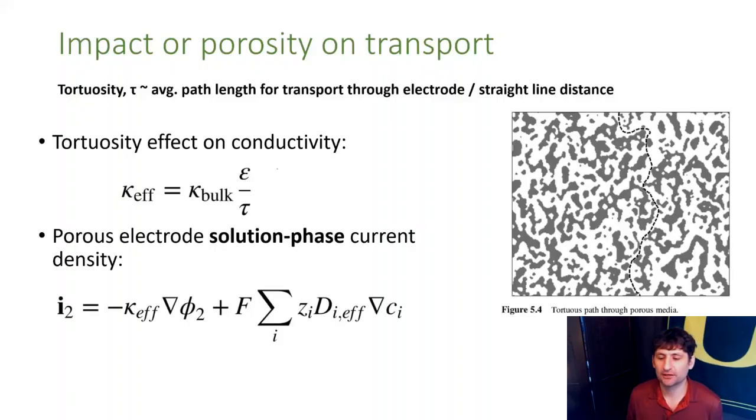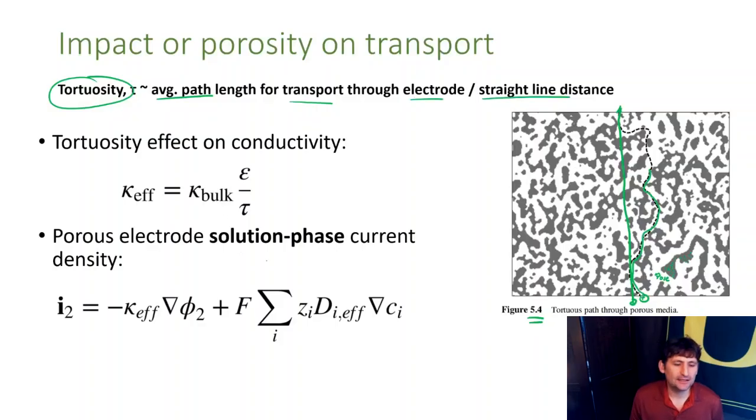a porous material. If you think about a porous material, here's an example from your book. Imagine the pore is the white space, and the dark color here is the solid electrode. If you are an ion and you want to get through this maze, the path you take to get from one side to the other is much longer than the straight shot because you have to go around all these blockages. So we have to take that into account. We define that as the tortuosity. It's the average path length for transport through the electrode divided by the straight line distance.